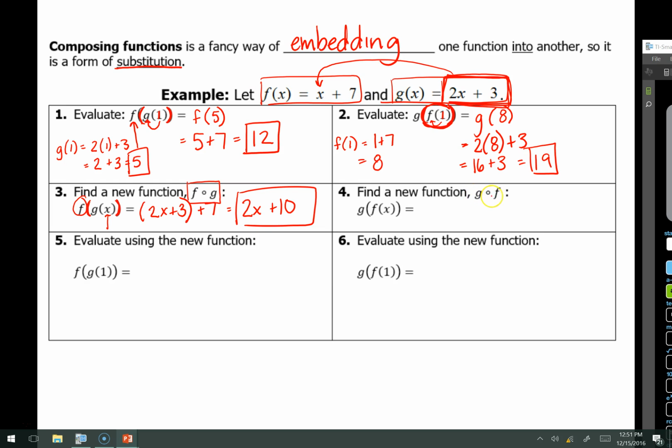Let's do g composed with f. So we're going to take f of x and we're going to plug that equation or that expression in, x plus 7, wherever g has an x in it.